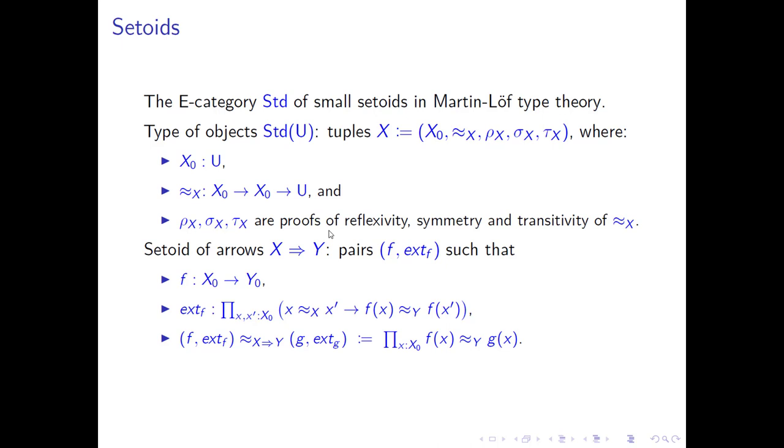The arrows themselves are pairs given by a function term between the two underlying types, and a proof that it preserves the equivalence relation on the two setoids. And then you say that two such functions are equal if they are pointwise related with respect to the equivalence in the codomain.